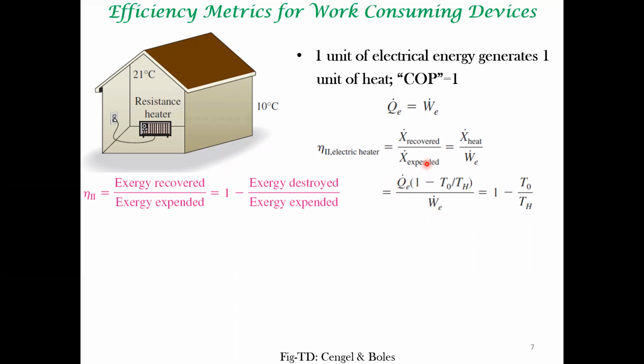One, at the denominator, is the exergy expended. So what is the quantity at the denominator? That is the exergy expended. By exergy we mean the work potential. So what is the exergy expended? This is the work that is obtained from the electrical grid. And then what is the exergy that is recovered? By expending this electrical work, you obtain some heat which has certain work potential.